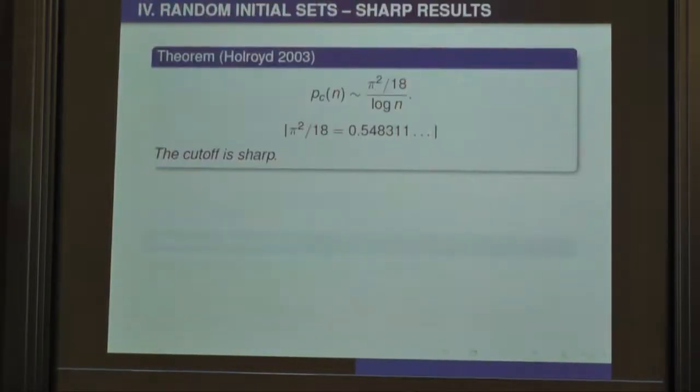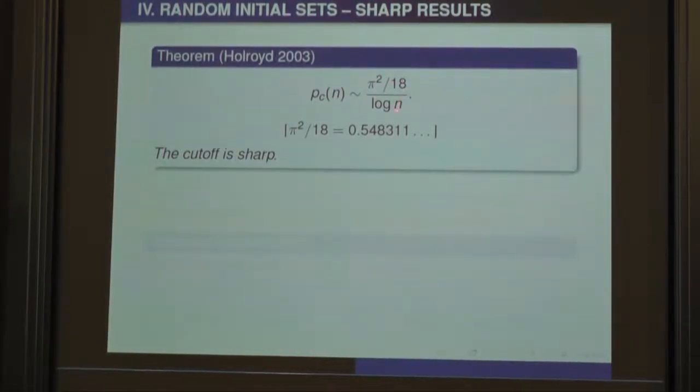And actually, that is indeed the case, and in the easy case, in the case r equal to 2, it was proved by Holroyd, and at the time it was very much a spectacular result, because people didn't really expect that it could be done, and the constant is pi squared over 18. So the cutoff is sharp. So is the result clear?